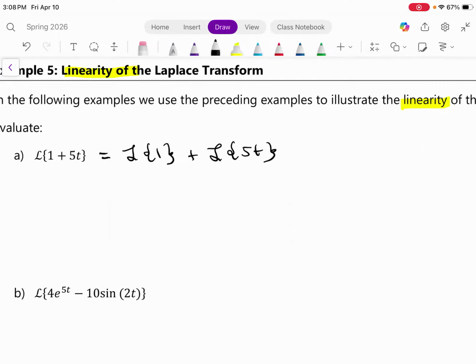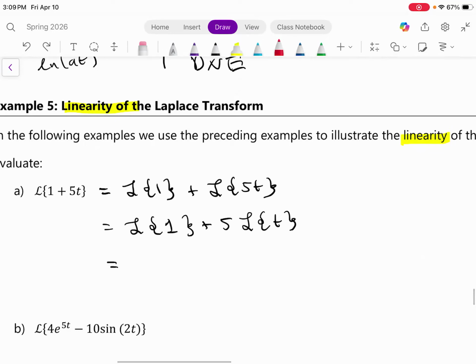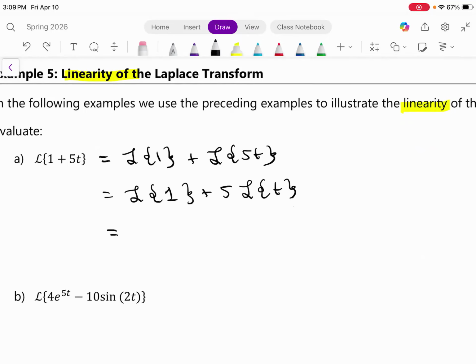And we could even take this a step further in that we can take out the 5, the constant, and just have the Laplace of t. Well, we know what that is already. We found that already. We know what the Laplace of 1 is already. So using our table, the Laplace of 1 is just 1 over s. The Laplace of t to the first power would just be this form right here. And so what I would have is 1 over s plus 5 times 1 over s squared.